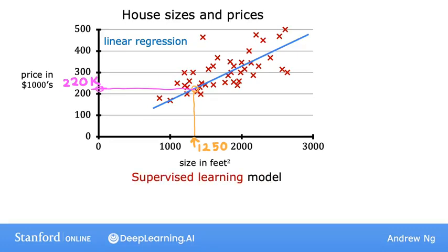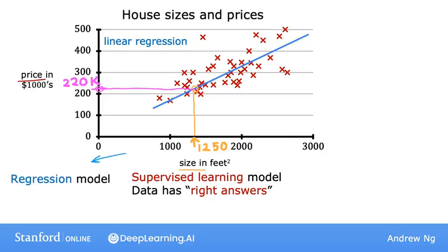So this is an example of what's called a supervised learning model. We call this supervised learning because you are first training your model by giving it data that has the right answers. Because you give the model examples of houses with both the size of the house as well as the price that the model should predict for each house. Here the prices, that is, the right answers, are given for every house in the dataset. This linear regression model is a particular type of supervised learning model. It's called a regression model because it predicts numbers as the output, like prices in dollars.